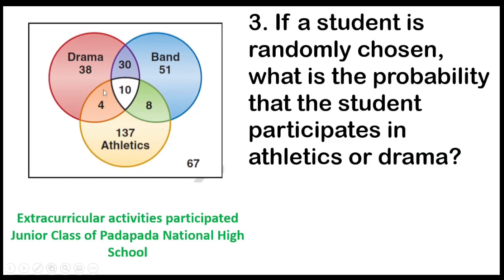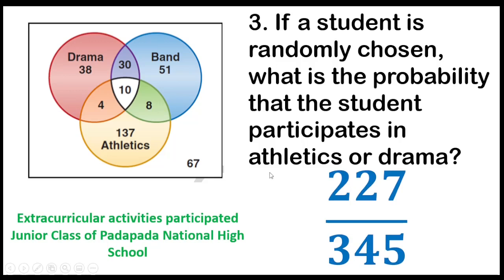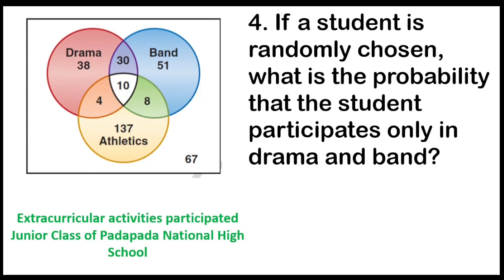Okay? Now, tapos na tayo sa athletics, that is 159. And ilan naman yung nasa drama pa? Remember that 4 and 10 are intersections, therefore, they can only be listed once. So, ibig sabihin, hindi na natin sila isasali kapag binilang na natin yung sa drama. Okay? Now, next, if that's the case, then, 159 plus 38 plus 30, that is equal to 227. Therefore, the probability that the student participates in athletics or drama is 227 over 345.